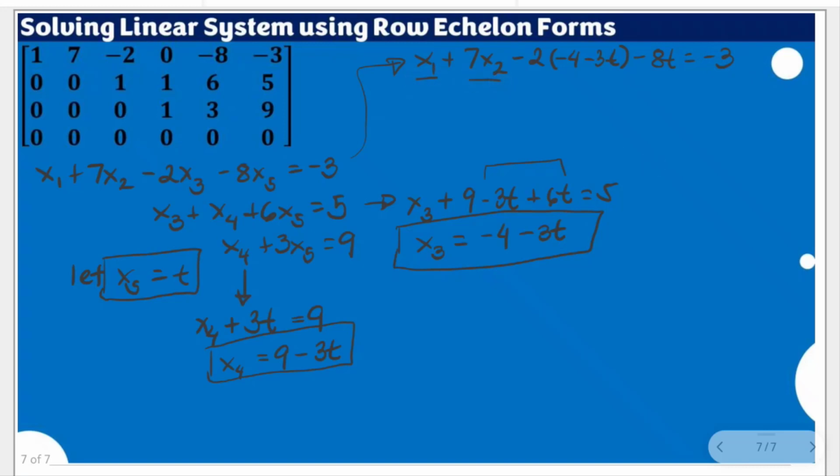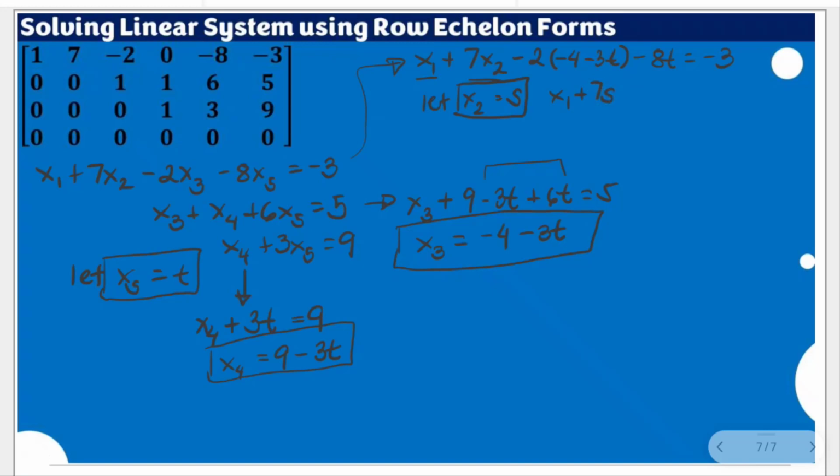However, you still have 2 variables here, x sub 1 and x sub 2. As mentioned earlier, there are 5 variables and there are 3 non-zero rows. 5 minus 3, 2. This is an indication that there should be 2 out of those 5 variables that will be represented by an arbitrary variable, and they will be used to represent the rest. Since we already used t for x sub 5, let us let x sub 2 be an arbitrary variable s. Let's try. You have x sub 1 plus 7s.